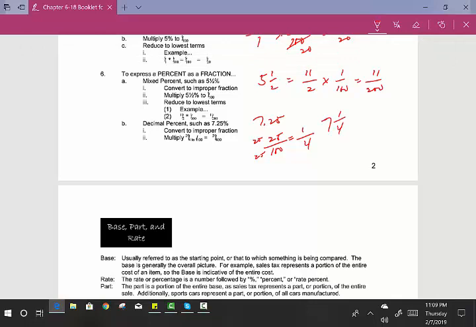I want to convert that 7 1/4 to an improper fraction, which is 7 times 4 is 28, plus 1 is 29 over 4, and then multiply that times 1/100th. And that is equal to 29 times 1 is 29. 4 times 100 is 400. 29/400ths. Okay, so there's the conversions.